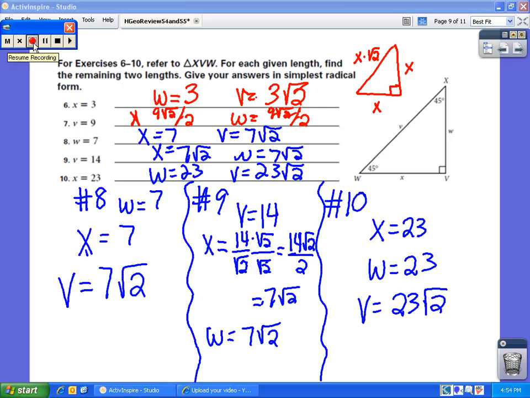And these are the answers for 8, 9, and 10. Notice for number 9, the hypotenuse was 14. To solve for this side length, I divide by root 2, but I couldn't leave my answer 14 over radical 2, so I multiplied top and bottom by radical 2, and I found 14 root 2 over 2, and then I simplified the 14 over 2, and my final answer was 7 root 2.